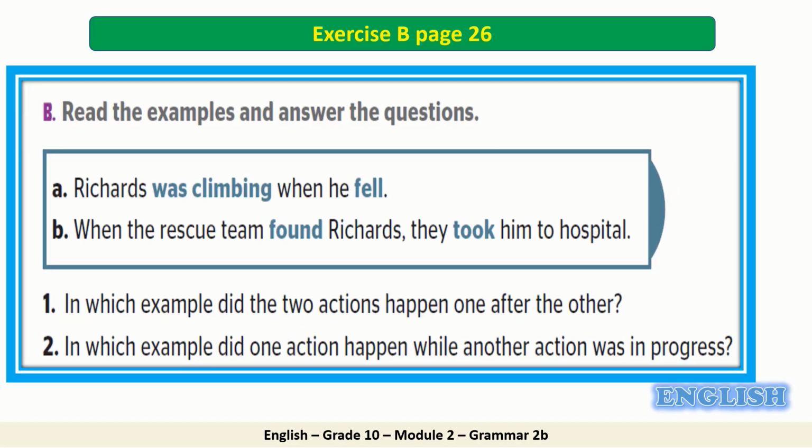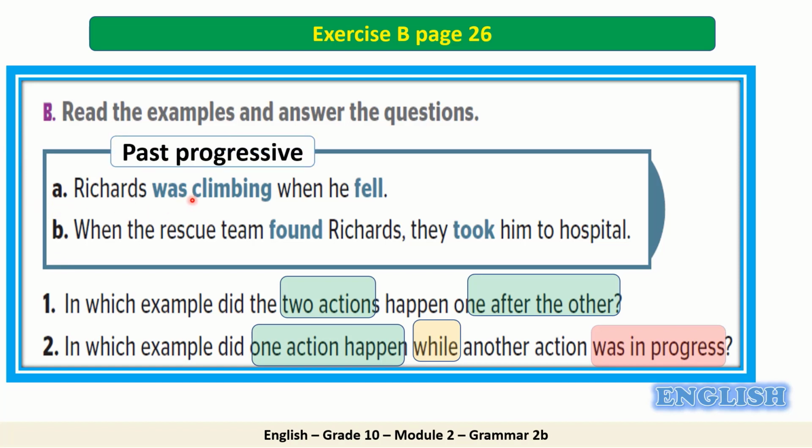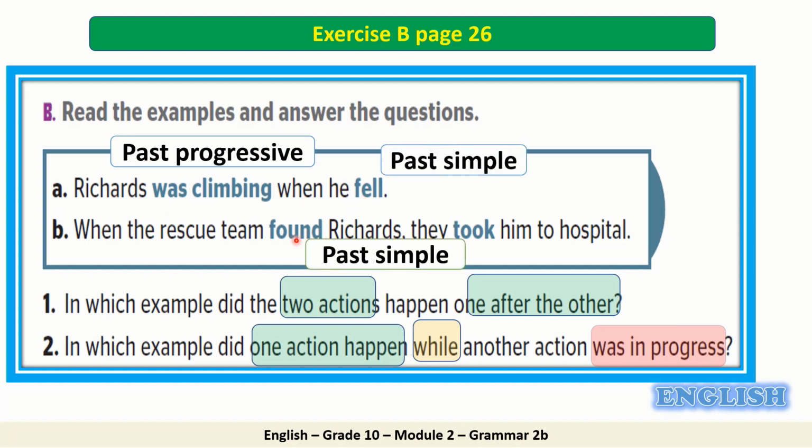Alright, so let's move to exercise B, page 26. Please, dear student, pause the video, read the examples, and then answer the 2 questions. Alright, so before answering the 2 questions, I'd like you to tell me which tense is used in example A and B. Yes? So here we have the past progressive, very good. Then, past simple, example B. We have past simple for both verbs, excellent.